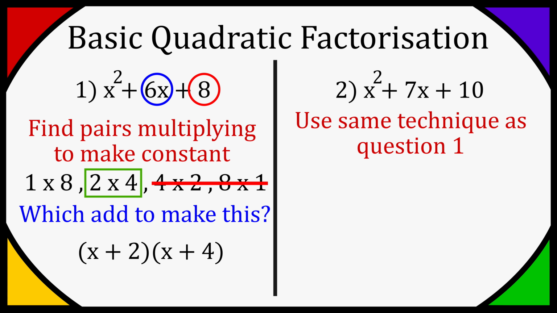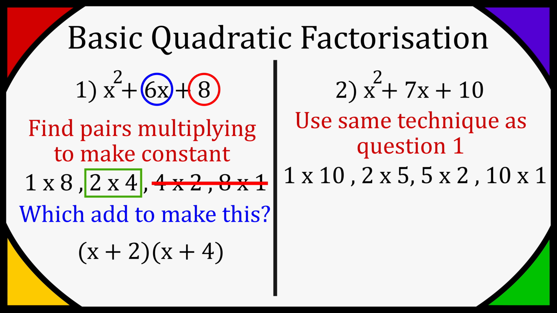Now we're going to use the same technique as question 1, so we're going to write out all the pairs of the constant. In this case the constant is 10, so that's 1 times 10, 2 times 5, 5 times 2, and 10 times 1. And it's called a constant because it's just a constant number, it doesn't change in the equation, if anyone was wondering that. So we cross out the doubled pairs, we have 1 times 10, or 1 and 10, and 2 times 5, or 2 and 5.